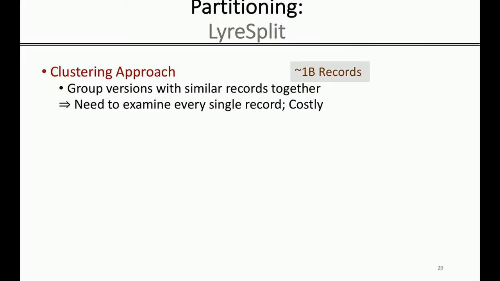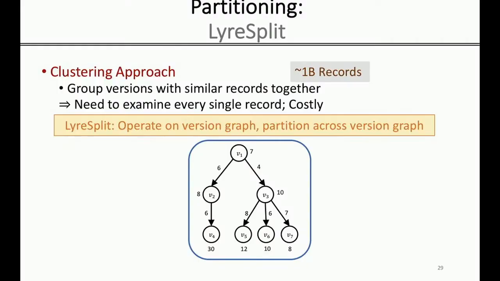If we use the traditional clustering algorithm, it can be very time-consuming because in each iteration we need to access the total number of records, and the number of records can be as large as 1 billion. So instead, we propose to operate on the version graph. So we can partition across the version graph.